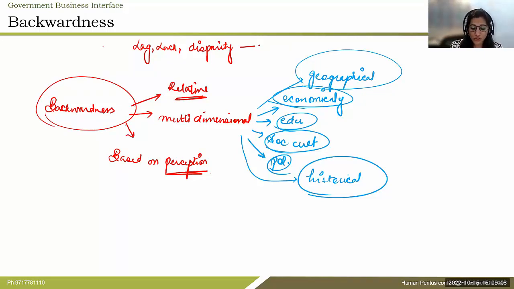One more thing now. Why is this topic in our syllabus, and why do we have to study it? See, backwardness, when we consider India as a country, or within India, there are different states.